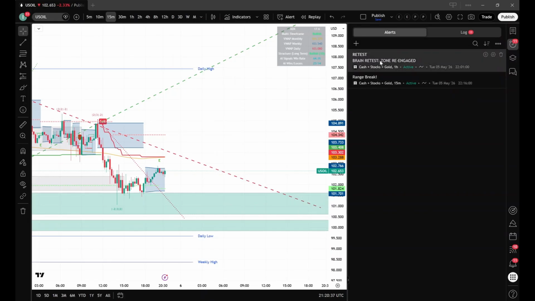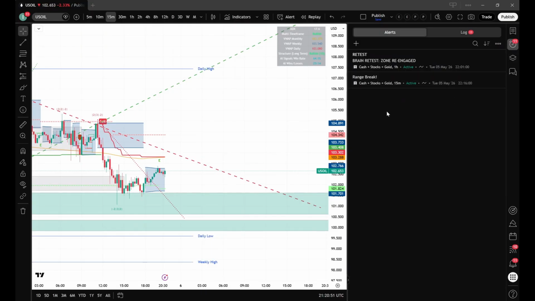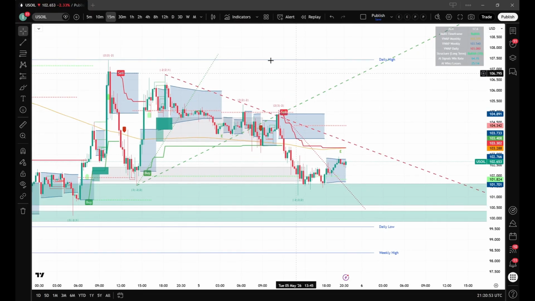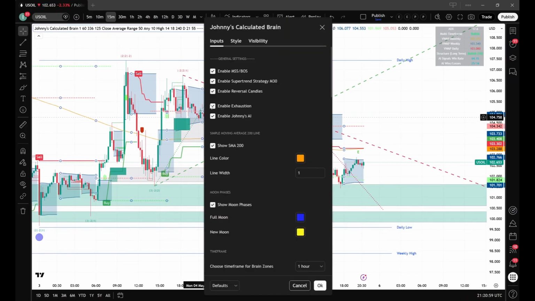But currently I've got my alert set to brain zone retests off the hourly. So brain zone retest on the hourly interval, and I've got my range breaks on the 15-minute because I'm executing off the 15-minute time frame. So in short, that is the new module, and it's enabled by default, but if you did want to disable it or re-enable it, it's just here under enable reversal candles.